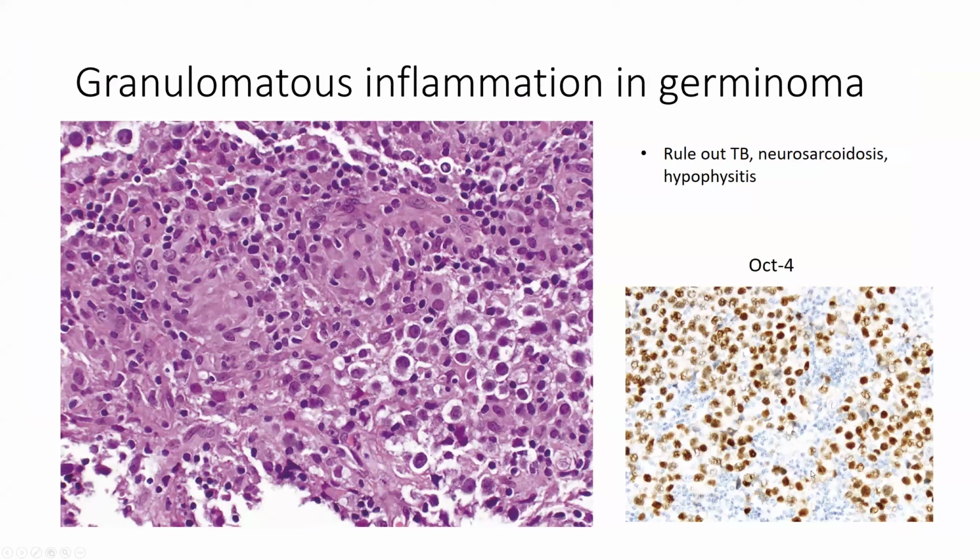As I mentioned, granulomatous inflammation can be quite brisk. So when you get these very small biopsies, you of course want to think about ruling out infections like TB, neurosarcoidosis, and hypophysitis. Immunostains can be very helpful in this setting, as well as serum biomarkers. OCT4 stain, for example, labels the tumor cells, even if they're very scant or crushed in these biopsies that have a lot of inflammation.